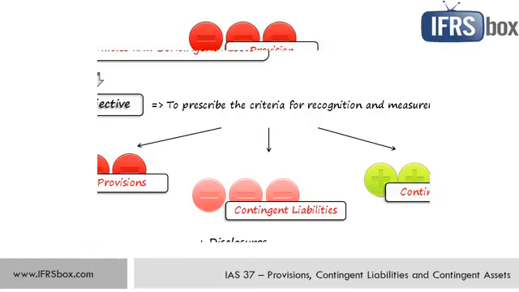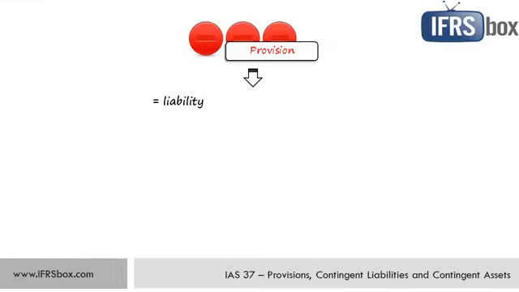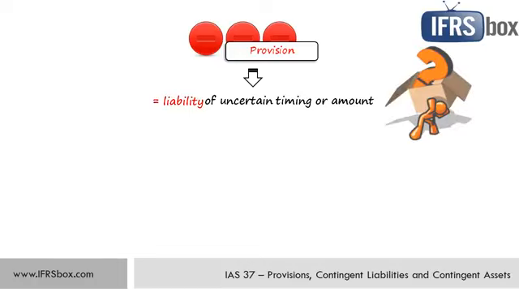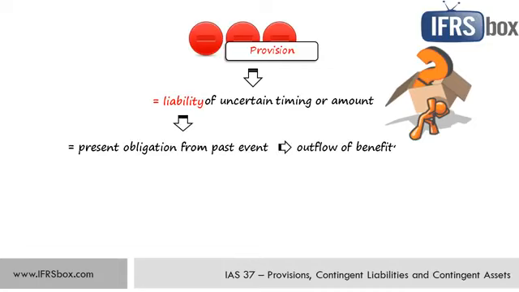So what is a provision? It is a liability of uncertain timing and amount. Now, let's concentrate on the first part of the definition. What is a liability? A liability is a present obligation of an entity arising from past events, the settlement of which is expected to result in an outflow of economic benefits of an entity. The critical point here is the occurrence of a past event, or obligating event, that gives rise to an obligation. Well, if there's no past event, then there's no obligation and there is no liability.